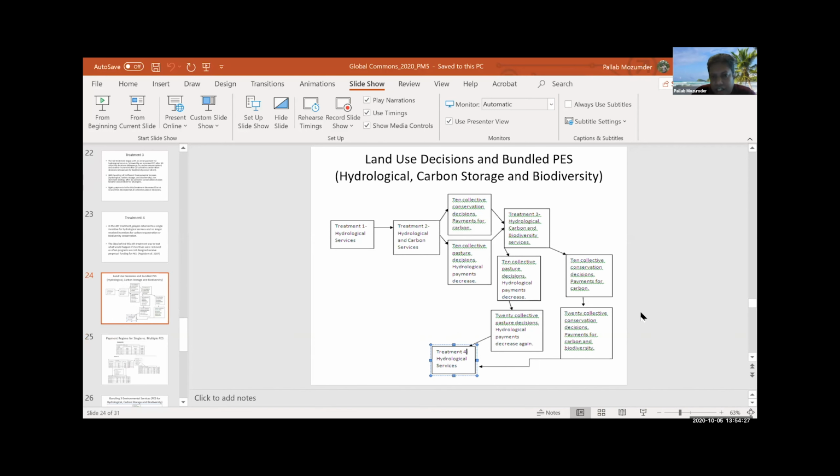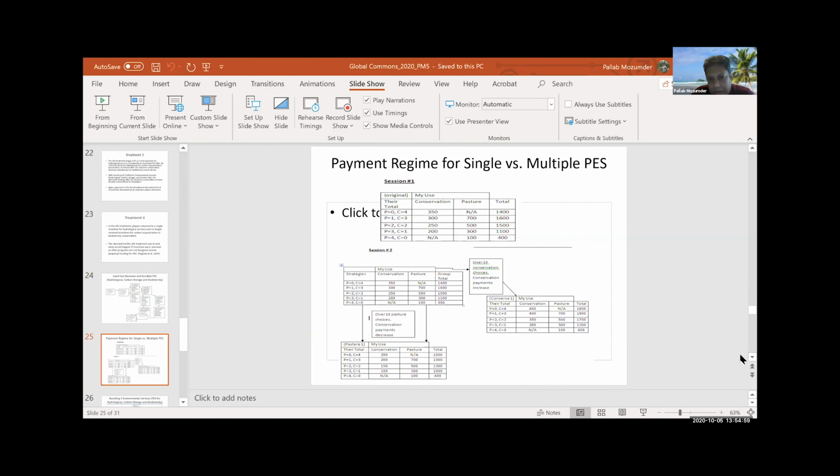So here you can see how the treatment is designed. In the first, it's either cattle pasture or conservation, and you get some payment. If you keep doing conservation, it takes you to 10 collective conservation decisions, which makes you eligible for another PES. If you keep doing more conservation, that makes you eligible for biodiversity payments, and so forth. When you see the payment structure, that will probably give you a better idea.